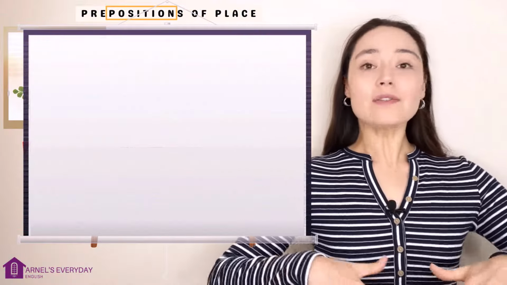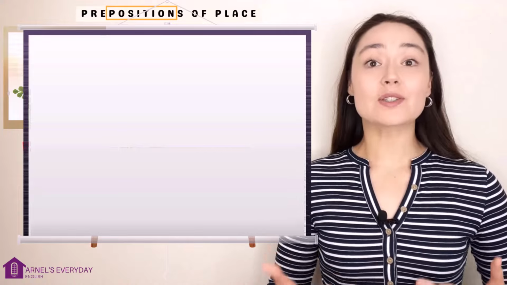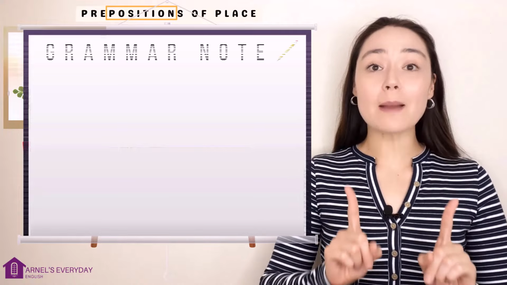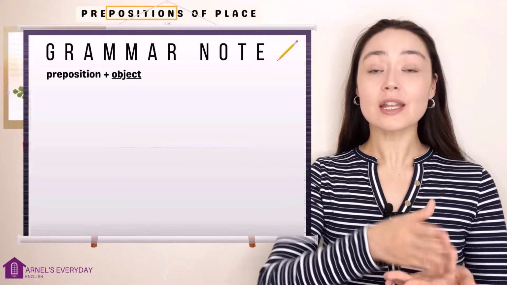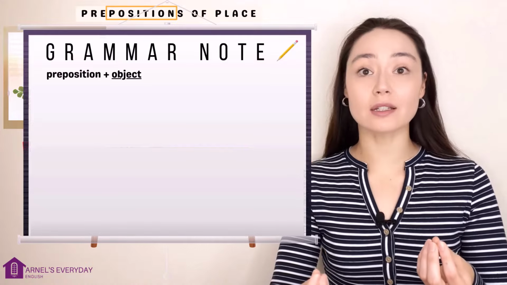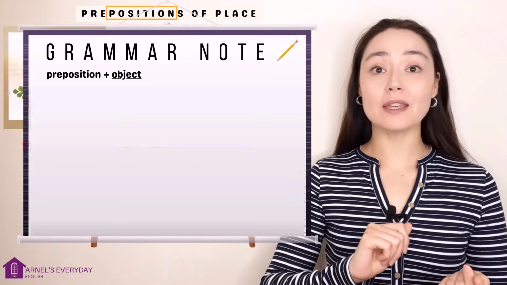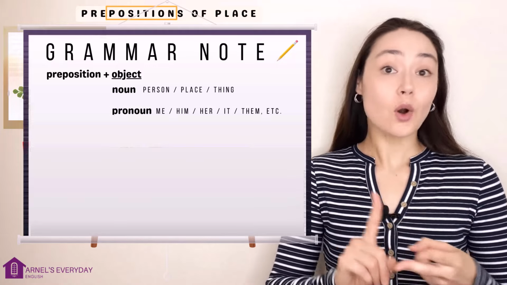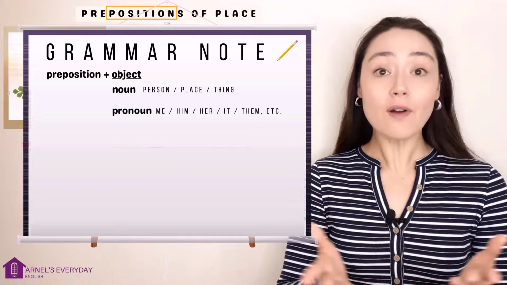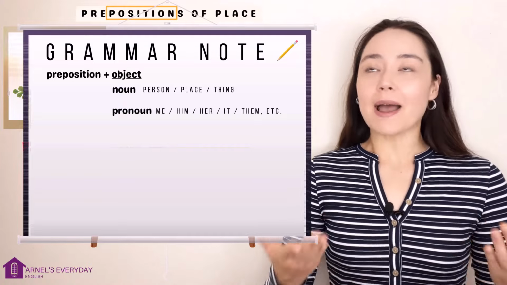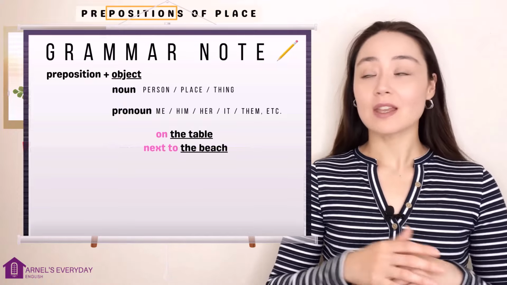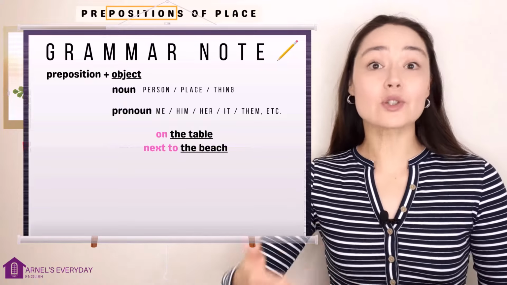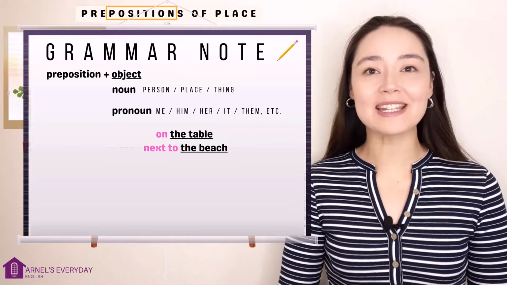Okay, I've given you quite a few examples so far. There's one little grammar note I need to mention now. A preposition is always followed by an object. This object can be a noun or a pronoun. So far, we've done this. My cup is on the table. Our hotel is next to the beach.